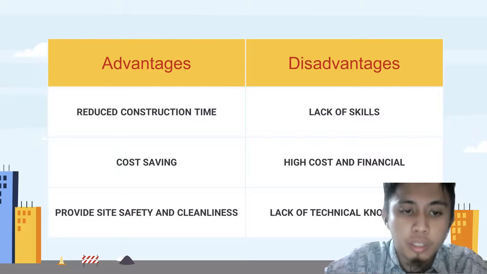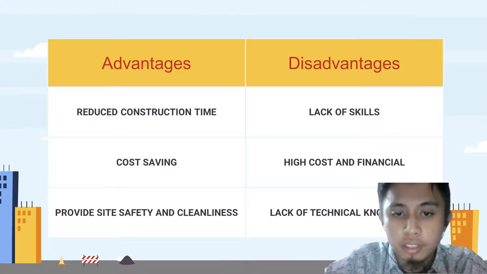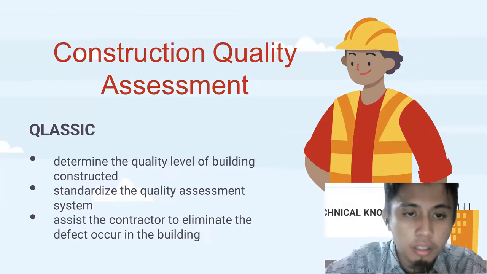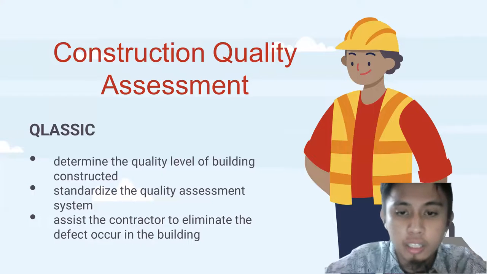So the second one is it usually has high cost and financial requirements. So basically for the IBS, usually the initial cost is very high due to the construction in the factory and also the machineries. So we proceed to the construction quality assessment.